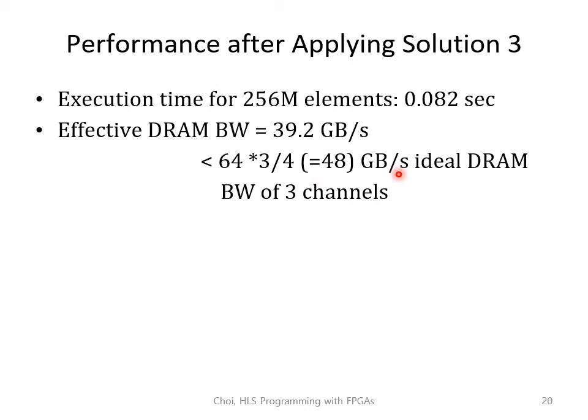So we still haven't reached the ideal DRAM bandwidth, but like I said, we can never achieve the ideal bandwidth because of the various overheads. And it's pretty good that we have achieved 39 out of 48. It tells us that we have done the optimization correctly.